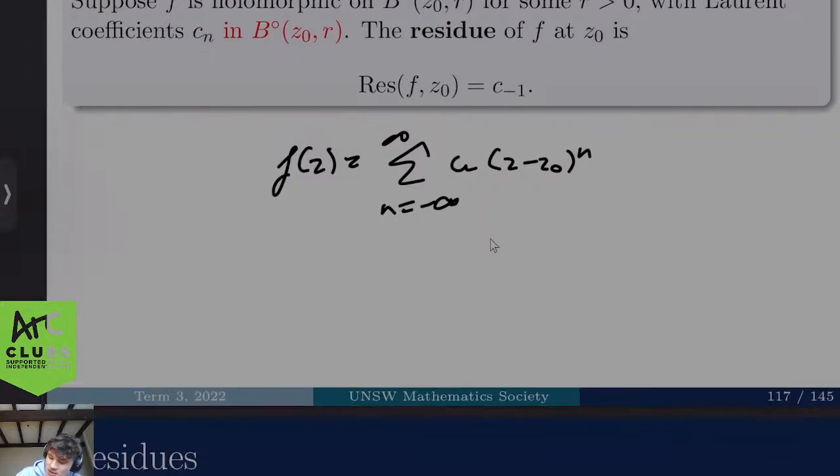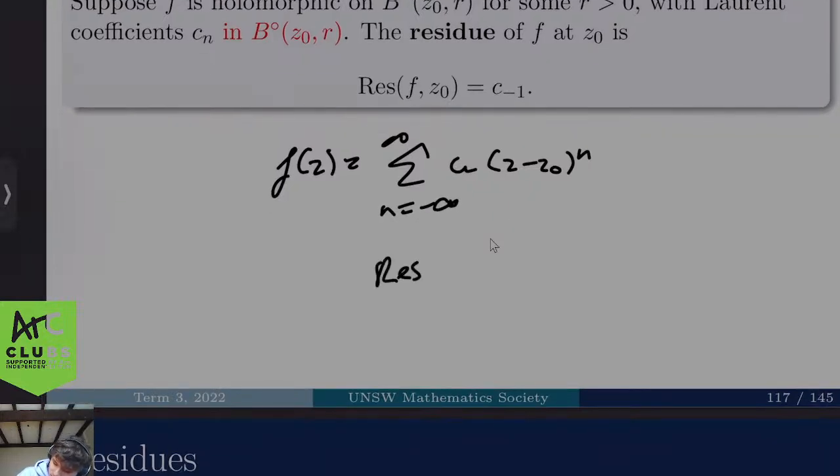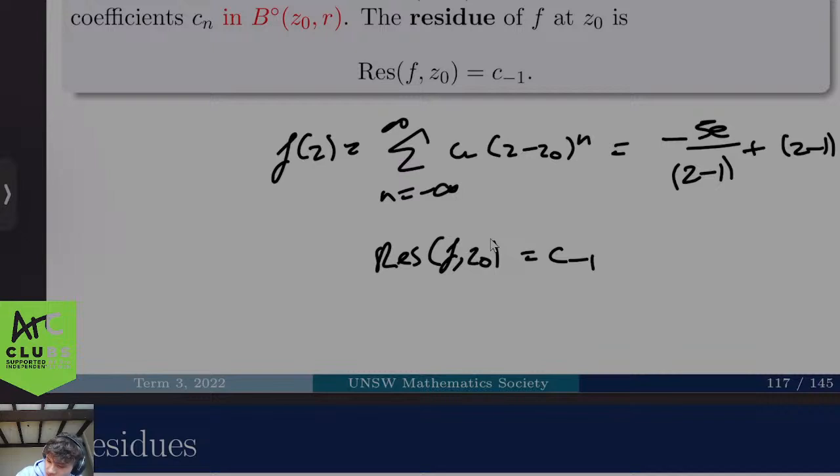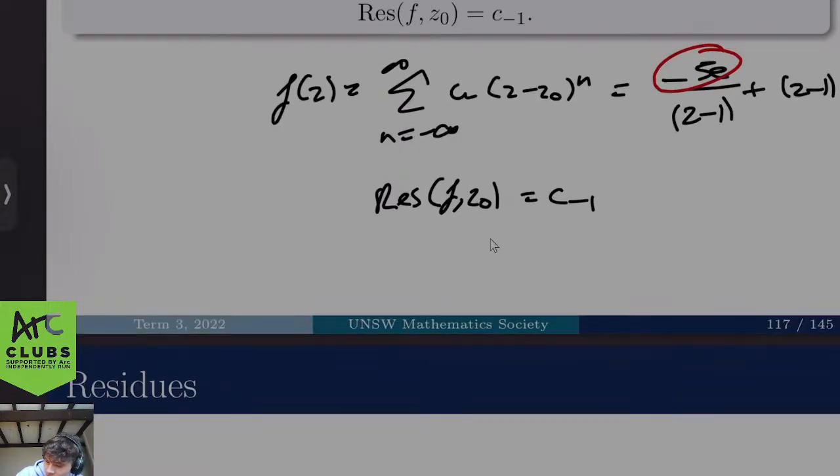Now, the residue, called the residue of f at the point z0, is the coefficient of the -1 power in my Laurent series. So for example, if this Laurent series equaled something like -5e on (z minus 1) plus (z minus 1), etc. Notice that the coefficient of the -1 power will be -5e. So the residue equals -5e.